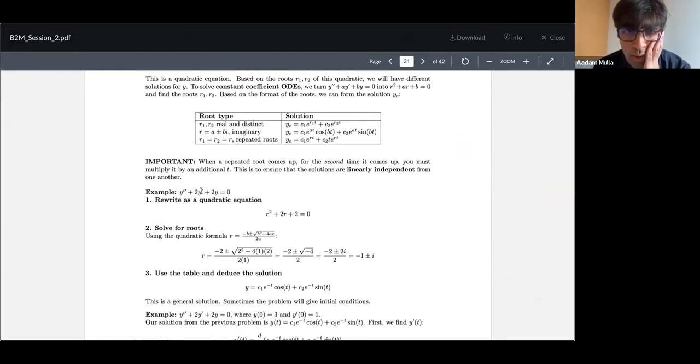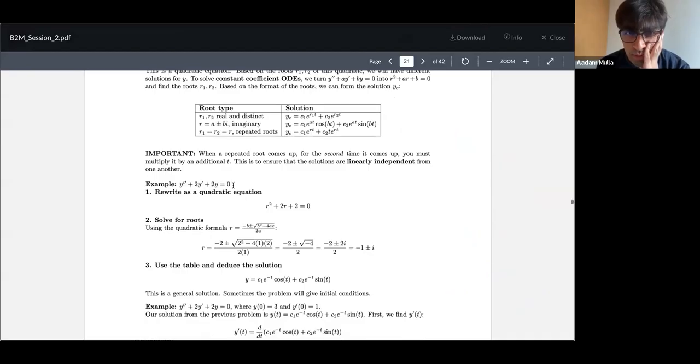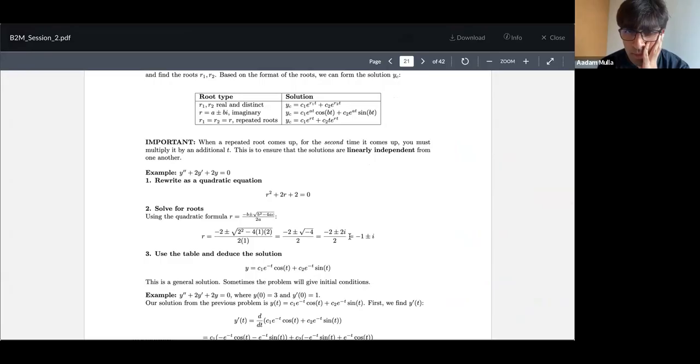y double prime plus 2y prime plus 2y equals 0. Rewrite it as a quadratic equation. So r squared plus 2r plus 2 equals 0. Solve for r. We get imaginary roots where a equals -1 and b equals 1. And plug right into here, and that's your answer. Simple.